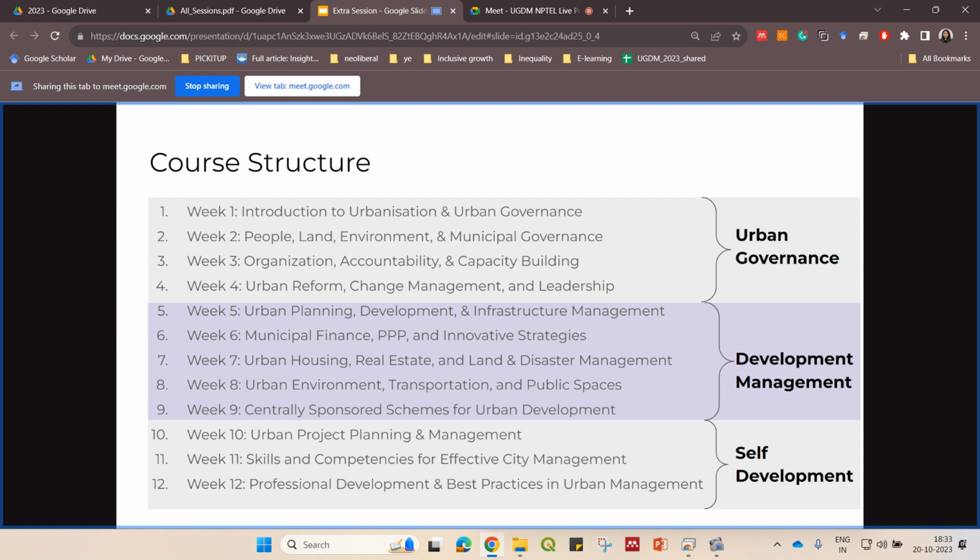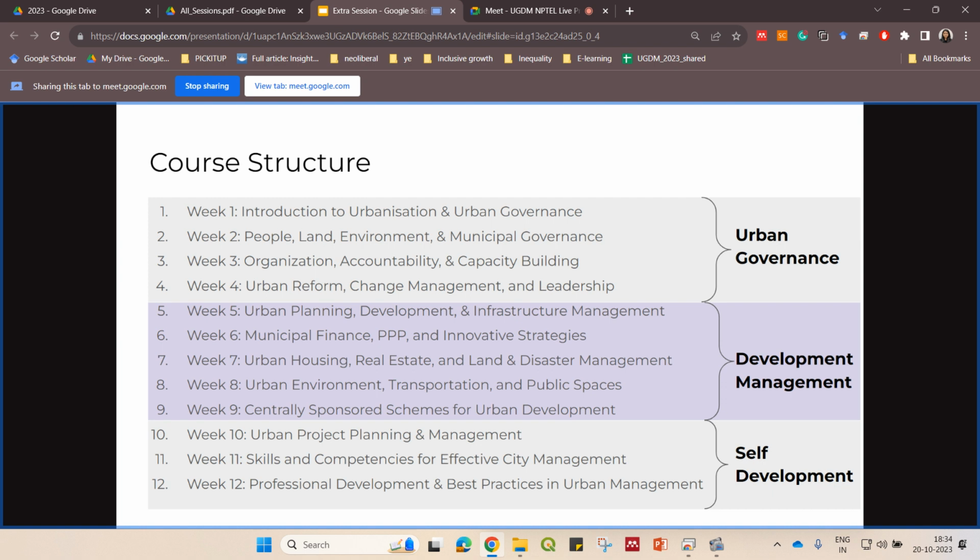Week 7 was urban housing, real estate, and land and disaster management. So, largely focusing on housing strategies for cities. So, focusing on housing for all. So, largely focusing on urban poverty and how to provide housing for the urban poor. Then a little bit about real estate regulation and development. So, what are the provisions for real estate regulation in Indian cities, and how real estate development is taken care of by the urban local bodies and other parastatal agencies.